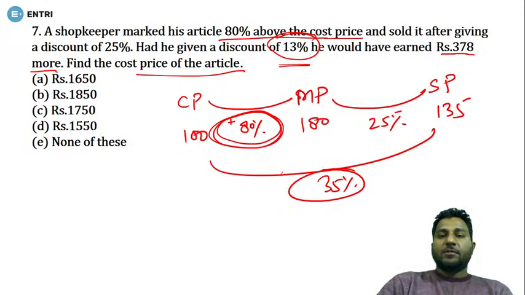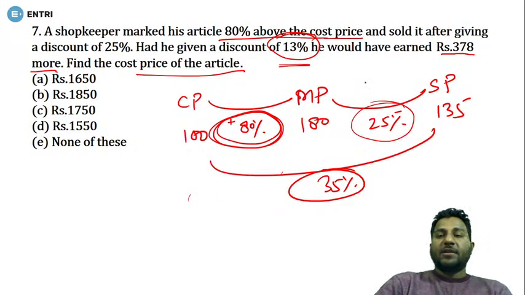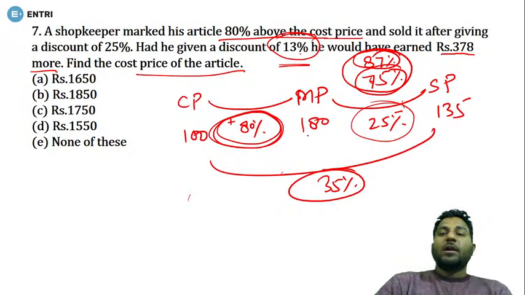13% discount. That means the discount has been lower, so the profit will increase. Okay. So we will take the difference between these selling prices. That means in the first scenario we will be getting 75% selling price. Now here we will be getting 87% selling price. Look at this. From 75% selling price, we have increased the selling price to 87%. So the difference is clearly seen.